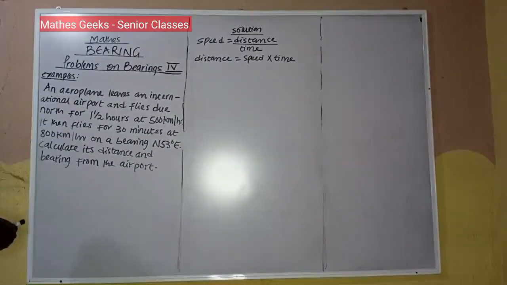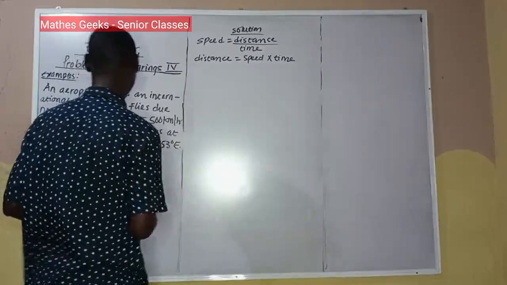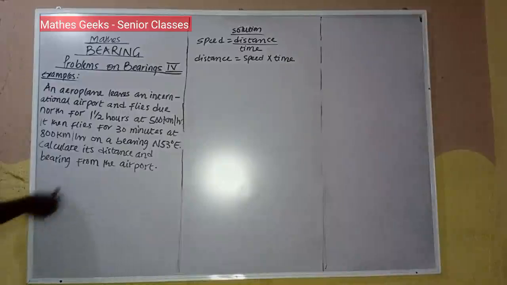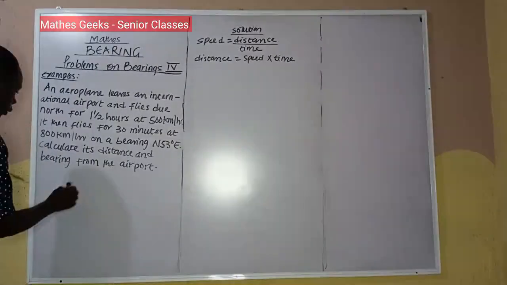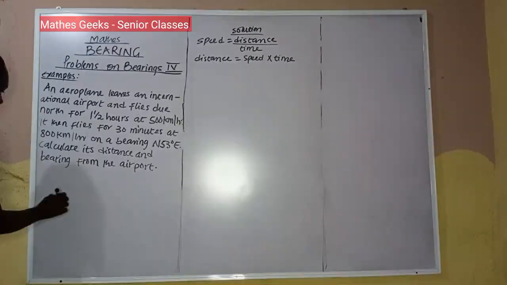An aeroplane leaves an international airport and flies due north for 1.5 hours at 500 kilometers per hour. First of all, let's plot the diagram. Let's say this is the aeroplane. This is the airport, rather. This is an airport.